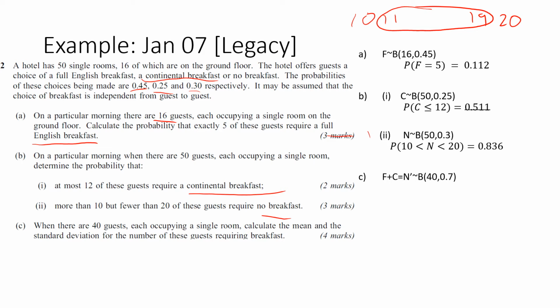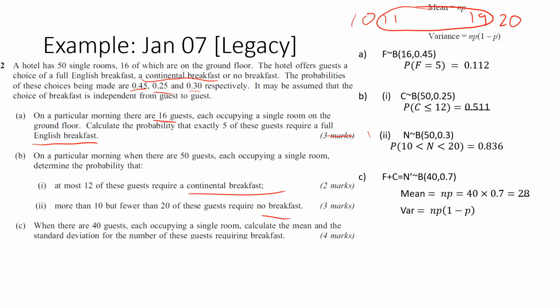This time it's for 40 guests, so 40 is your number of trials and your probability is 0.7 because it just says requires breakfast. And it asks for mean and standard deviation. So looking at the form booklet now, n times p, and n times p times 1 minus p for the variance. So n times p, just simply 28. We would expect 28 guests, 70% of 40, to require breakfast.